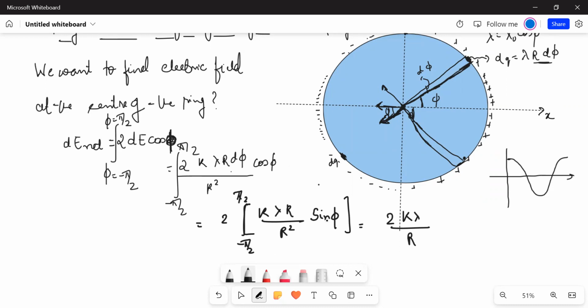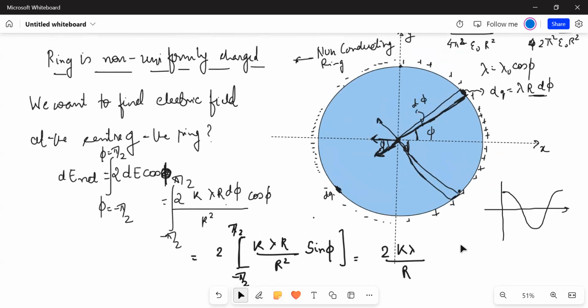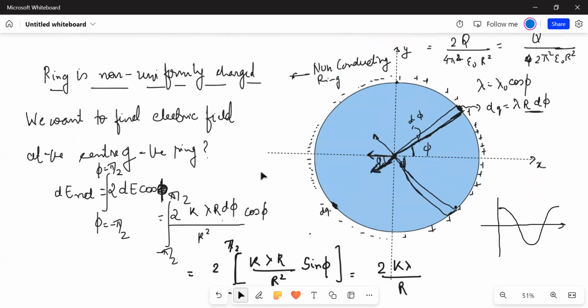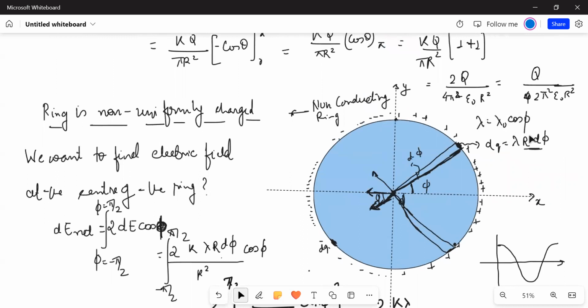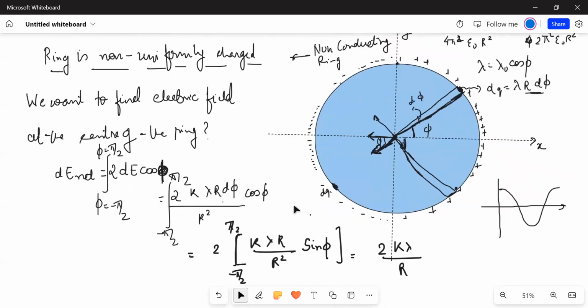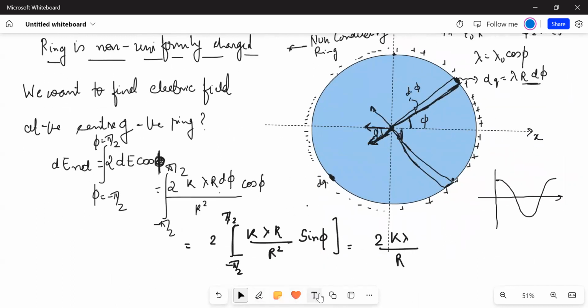Let's take I2. Just give me a minute. I'm making some mistake. Let me see. Have I done a mistake somewhere? Okay, lambda was something else now. Lambda was given as lambda not cos phi. Sorry. So lambda not, that is why there is a mistake.